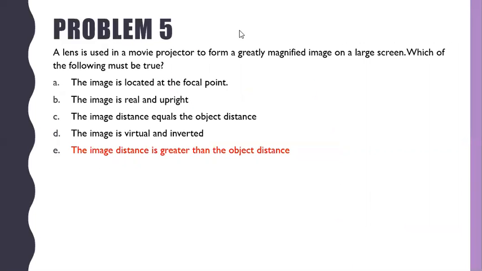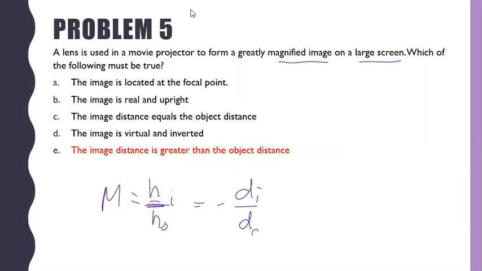All right, so we have a lens in a movie projector. It forms a greatly magnified image on that large screen. So what's true? Well, if we look at magnification, it's HI over HO. Let's fix that. There's also negative DI over DO. So if I want M to be really big, I need DI to be a lot bigger than DO. And that's what E says.